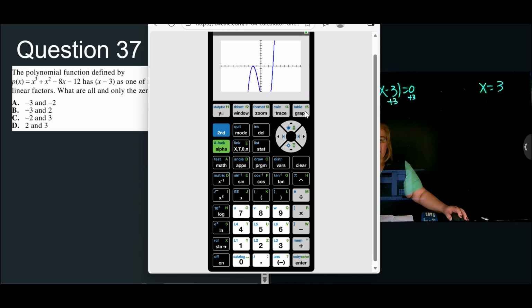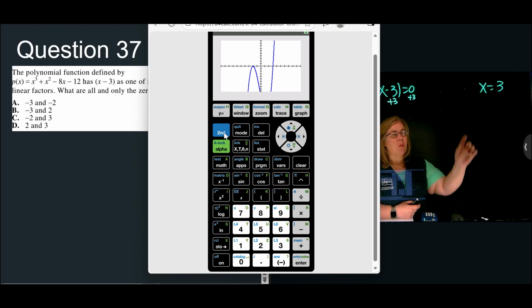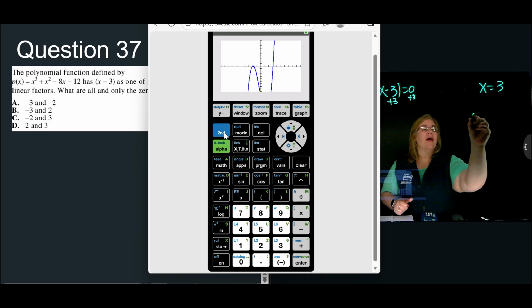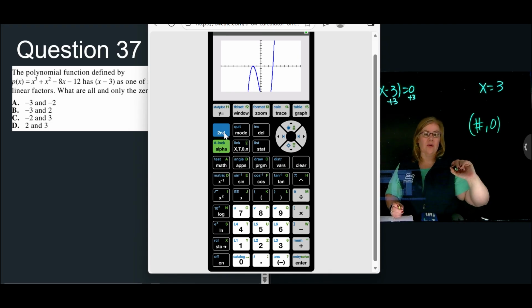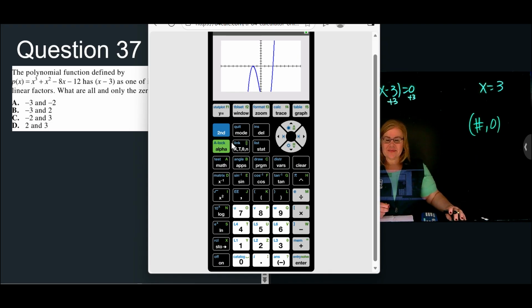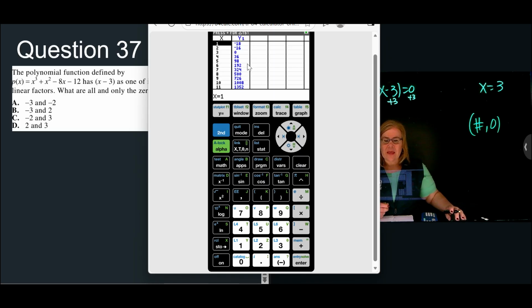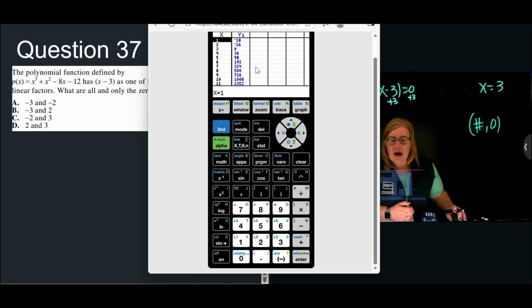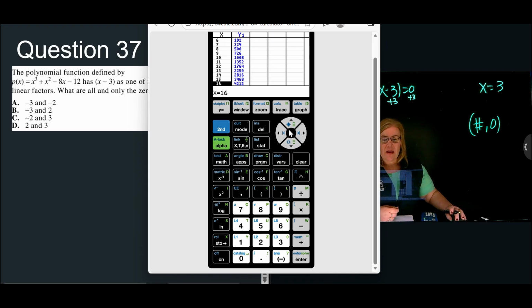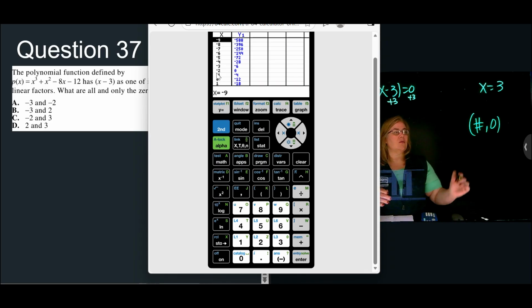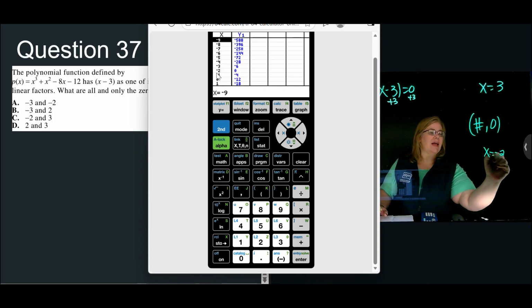Let's look at this. When I graph it, I see that it touches here and here. What I want us to look at is where I have my zeros, where I have a number and 0. I see 3, 0. When I scroll down, I'm getting larger and larger for my y variables. So let's go back the other way. I see negative 2, so x is also going to be a negative 2.